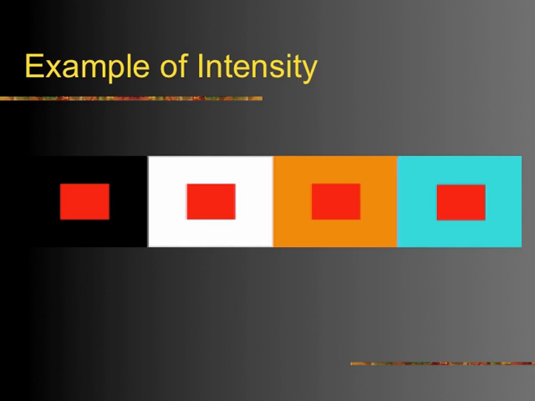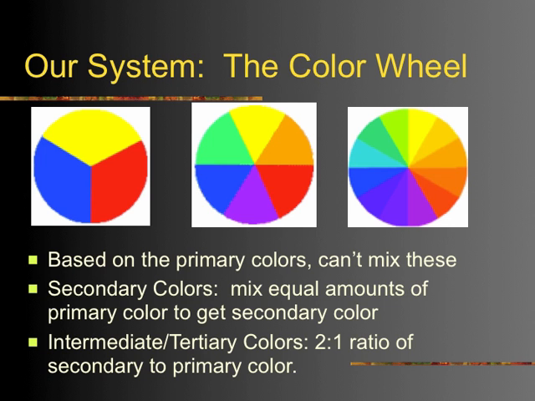This is an example of intensity, and if you look closely at the slide, try to figure out which of these red squares is more intense than the other. If you look carefully, it might seem to you that either the one on the white background or the one on black seems more intense. But the reality is that they're all exactly the same red. The color that's around them reflects and causes them to be interpreted in different ways.